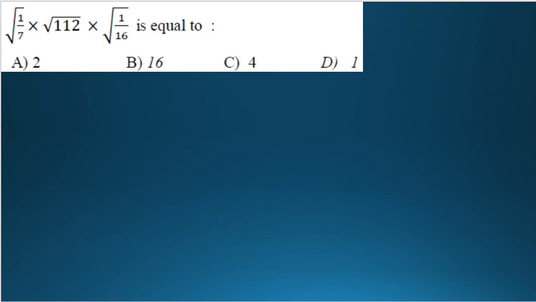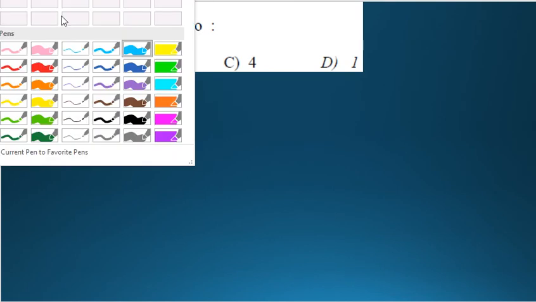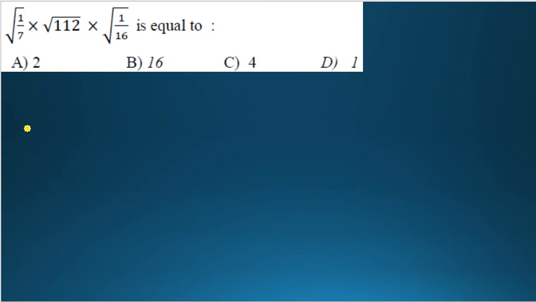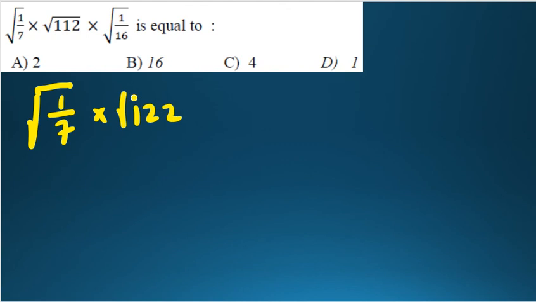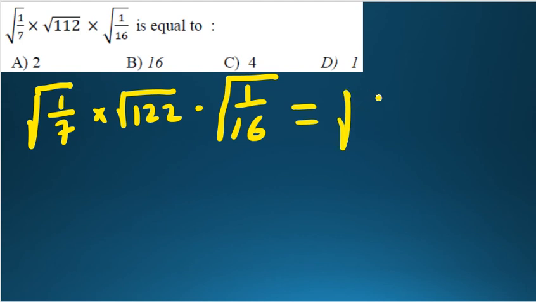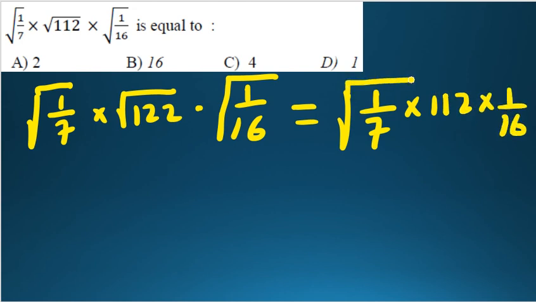Okay, the next question again. It says radical 1 over 7 times square root of 112 times square root of 1 over 16. All of them have the same index: square root, square root, square root. So we can put them in one square root and then simplify the numbers because they are fractions. So radical 1 over 7 times 112 times 1 over 16. This is not 122, it must be 112.